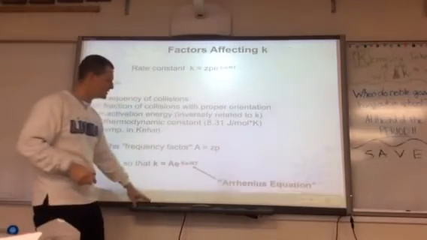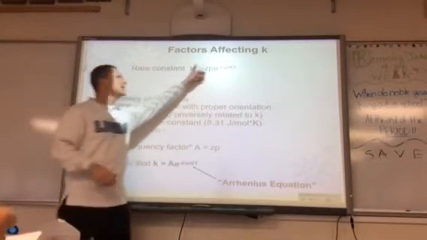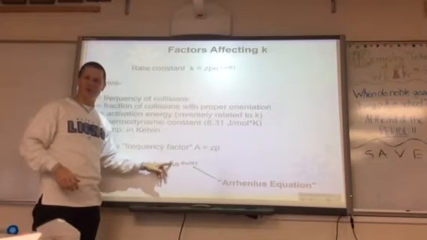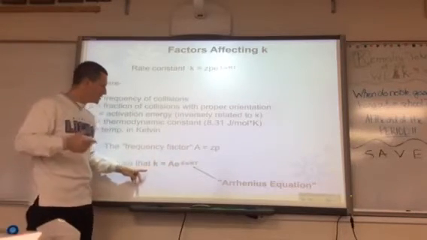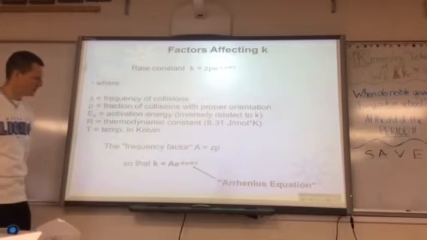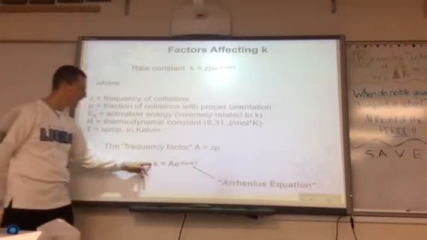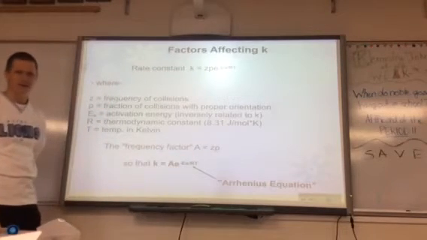We call that the frequency factor. So this equation is normally expressed with an A out in front of the E term rather than ZP. So this is the way that you'll expect to see this relationship between K and the other things that affect it.